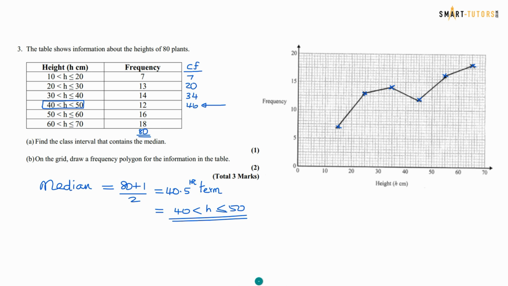On the grid, draw a frequency polygon. We already know this one. The frequency polygon uses the midpoints. So for 10 to 20, the midpoint is 15, and you plot all the frequencies and connect them with straight lines. That is the frequency polygon.